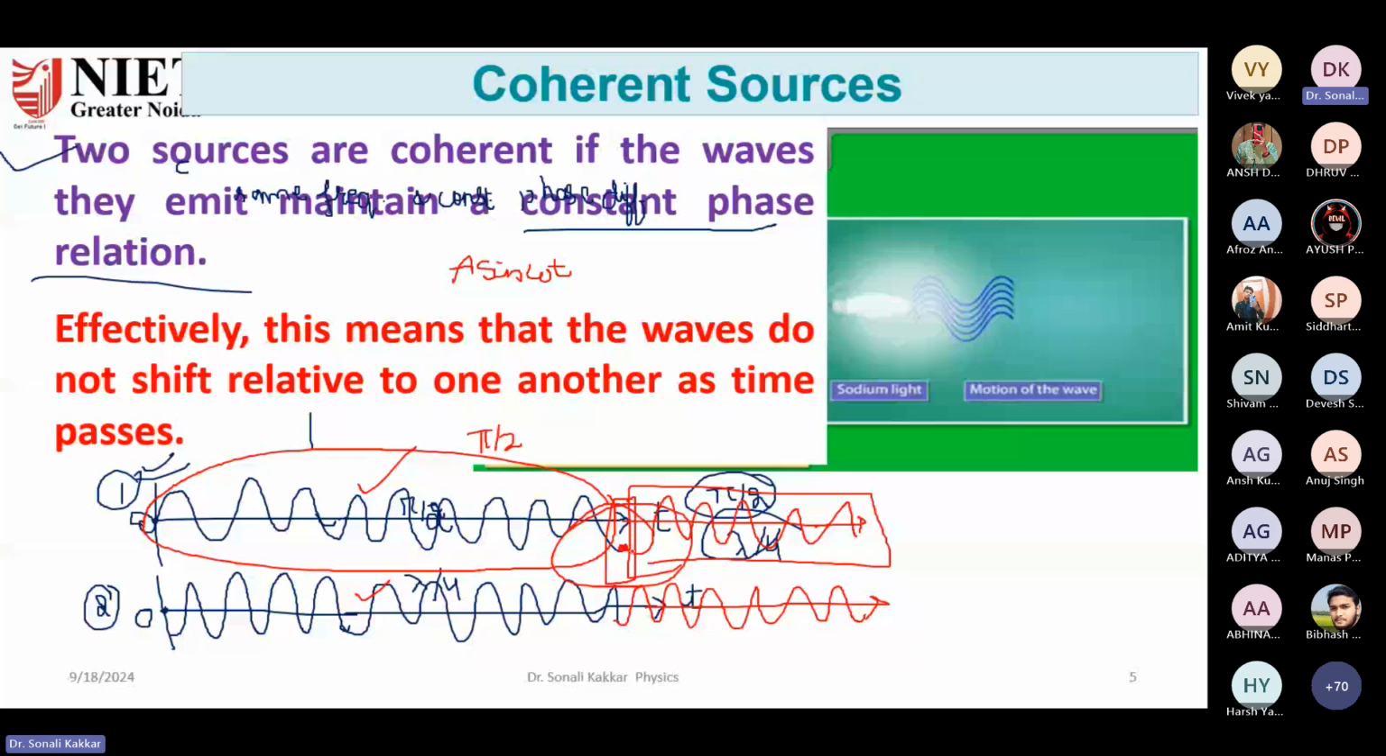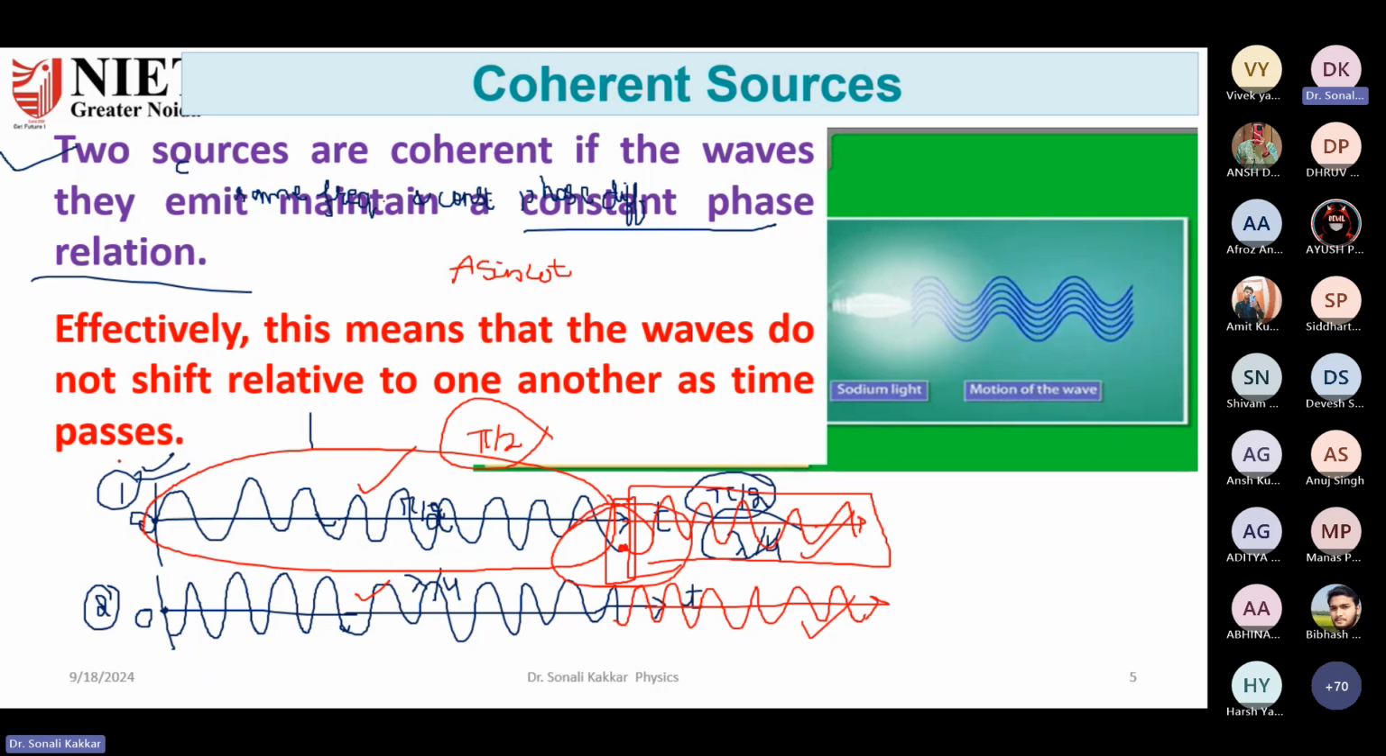after this disruption, the phase difference is changed between these two waves now. It's not pi by 2 anymore. So if source number 1 emits waves like this, these two sources do not behave as coherent. These are incoherent sources because the phase relation is not maintained.